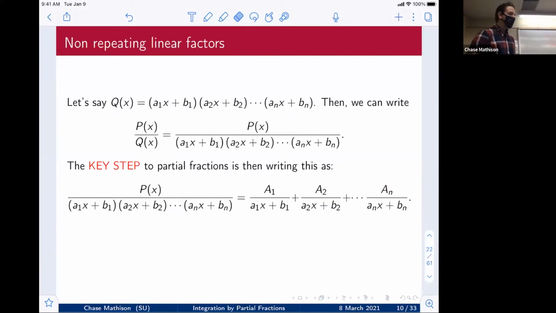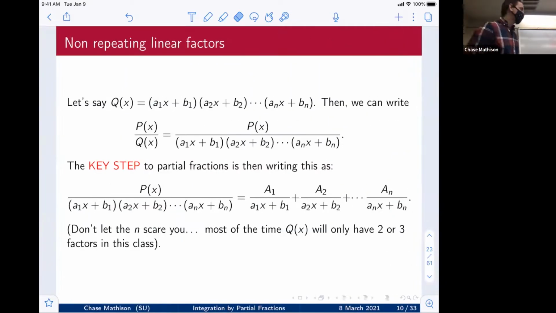And that's the key step in partial fraction decomposition. Really, in every case, the key step is writing the thing on the left as a reasonable thing to guess on the right. It's going to change depending on the factors, but that's the key step every time. Most of the time there are only going to be 2 or 3 factors at most, so don't let the n scare you. It's going to look way nicer than this.